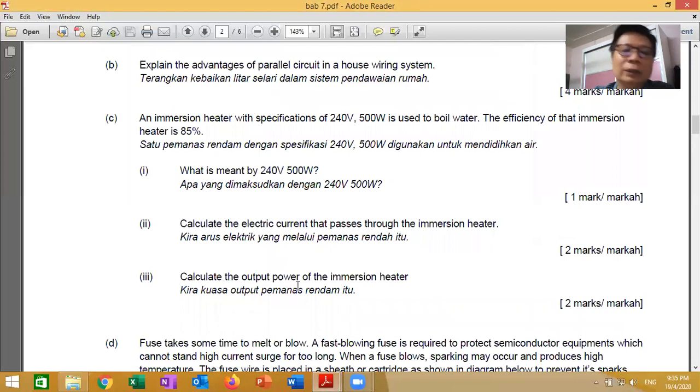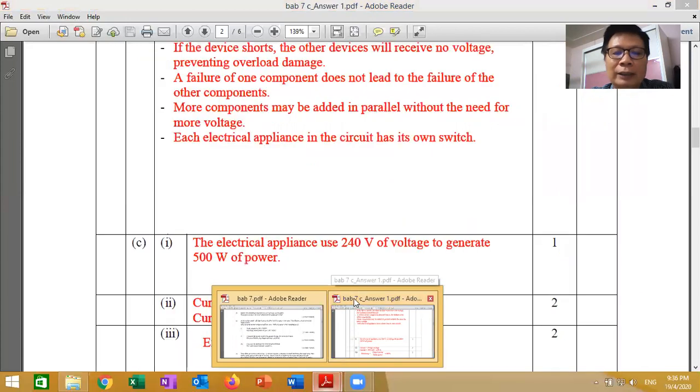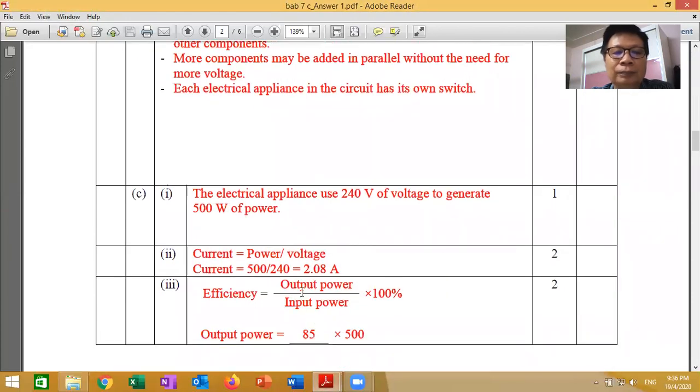Now calculate the output power. For the output power, efficiency must be considered, not 85% only. What is the formula of efficiency now? Efficiency formula is output power divided by input power times 100%. I repeat, efficiency is output power divided by input power times 100%. You can use this formula to answer.